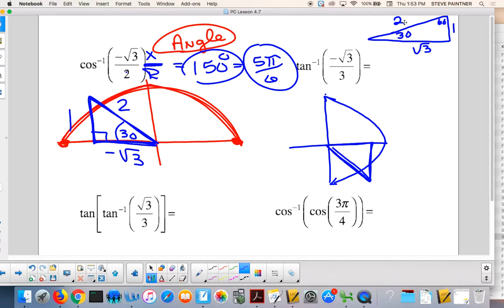So if it's a 30, that means the reference angle is 30. And you got what? A 1, a 2, a square root of 3. And this 1 is negative, right? So it works. What is tangent of 30? This over this, which is this. What are we going to write? Negative 30 degrees, slash negative pi over what?